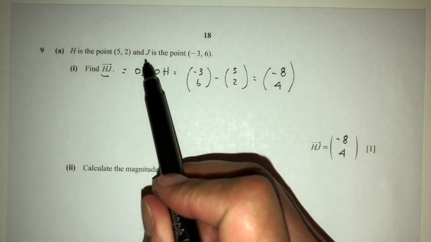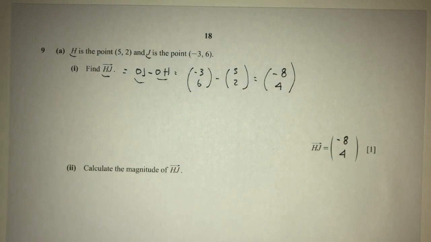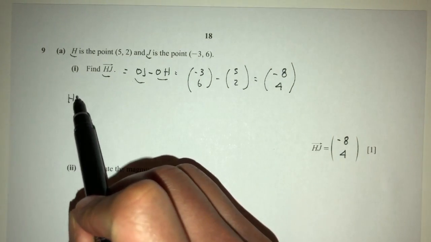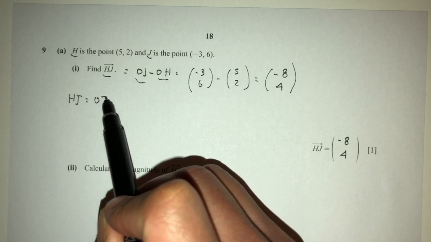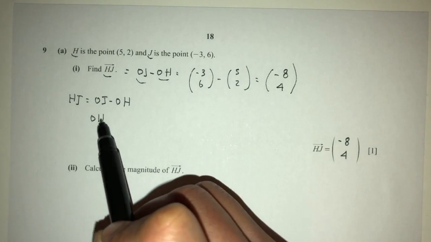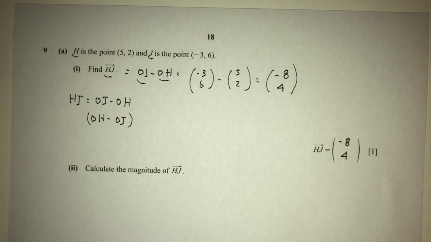Okay, so OJ is the same as J, OH is the same as H. It's just a point in terms of vector. You write this in this way. Now, the reason why HJ is OJ minus OH and not OH minus OJ, I have also explained in one of the videos already.